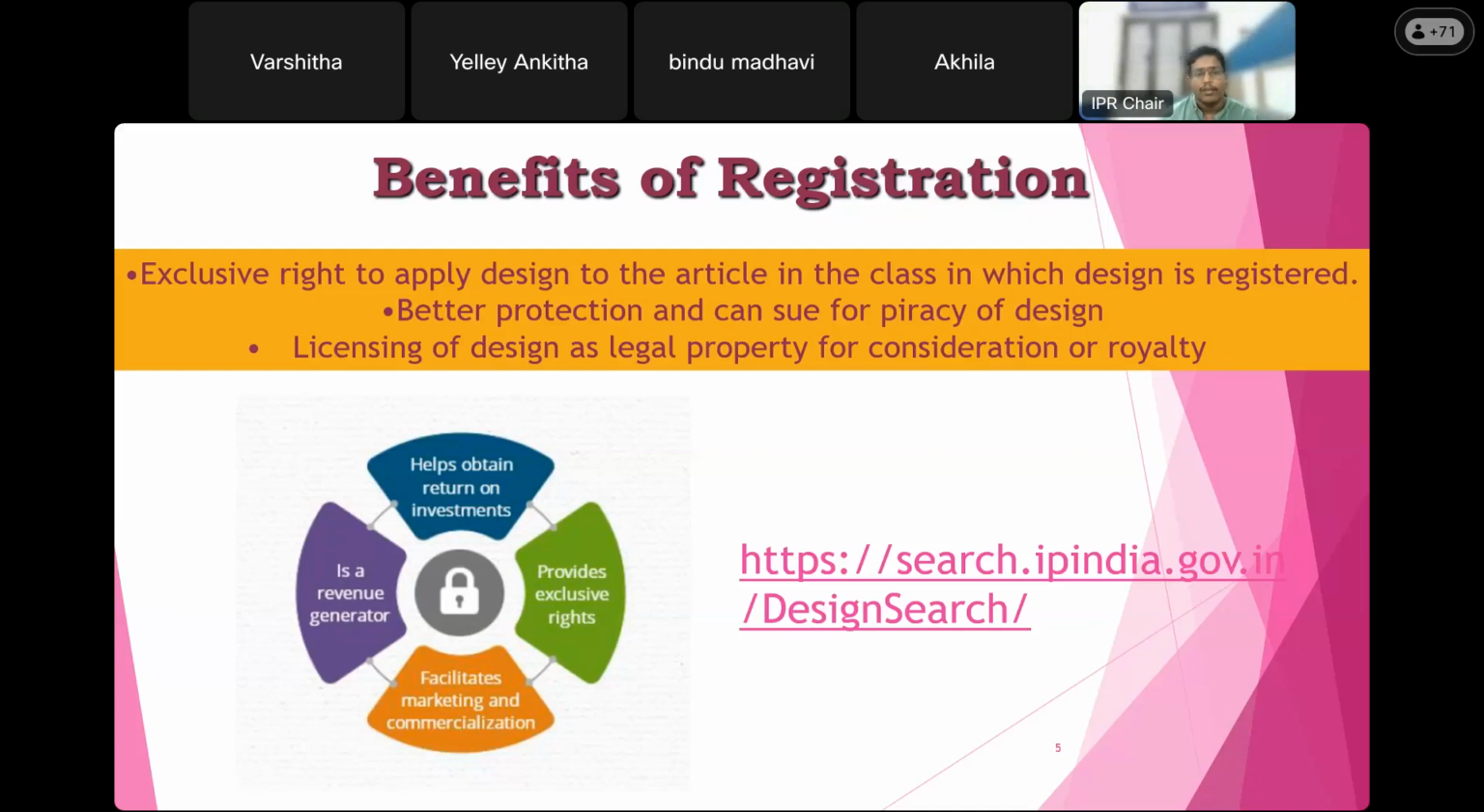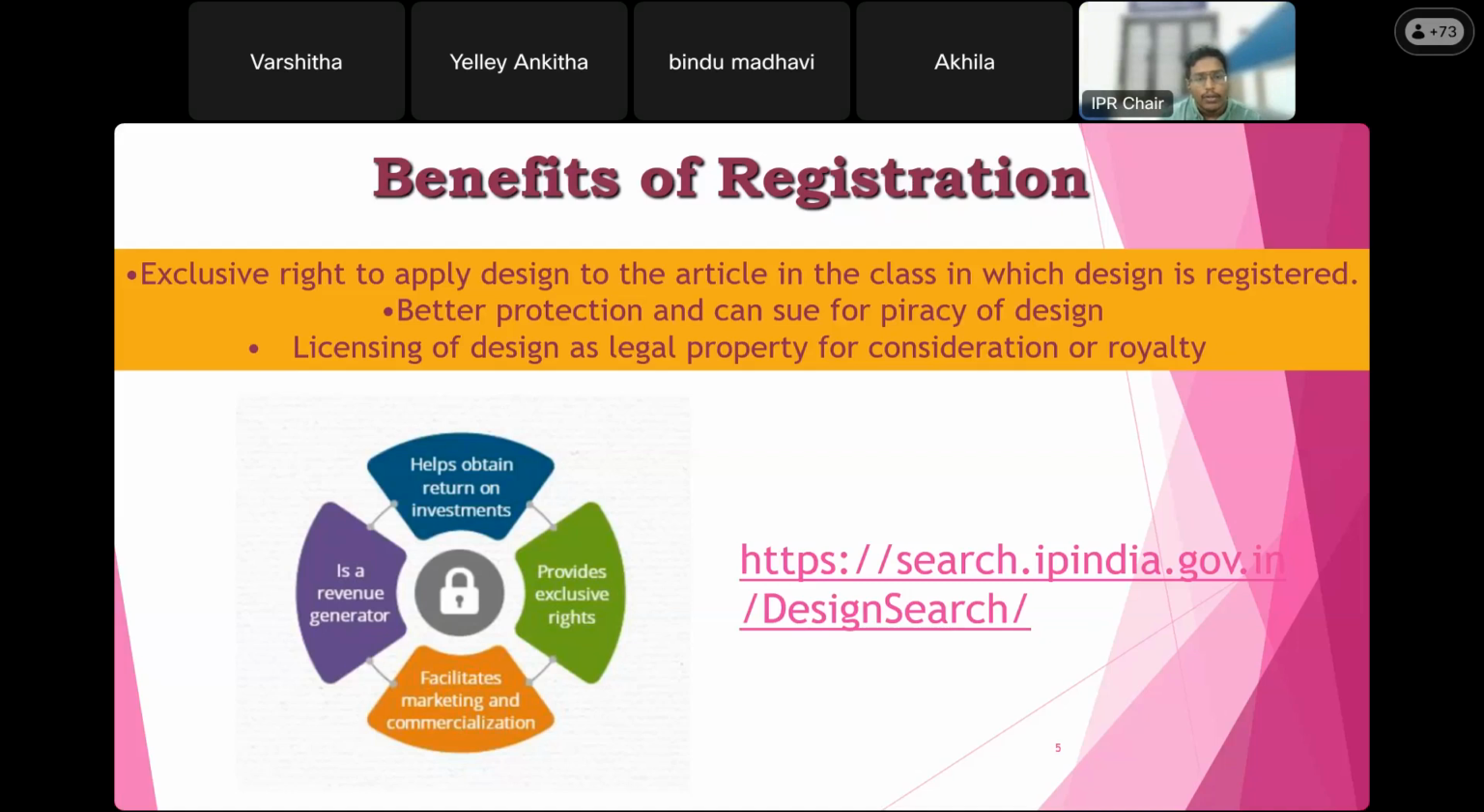Because anybody else in the world, if they want to use your design, because it is registered in your name, they have to pay a royalty to you. Then only they are eligible to use that. Otherwise, you can sue them. And also, it helps obtain return on investments, because you registered, and whoever wants to use your design has to pay the royalty.